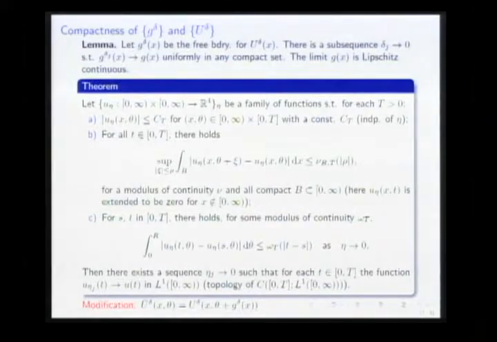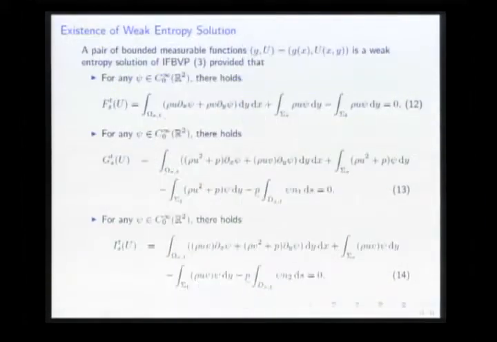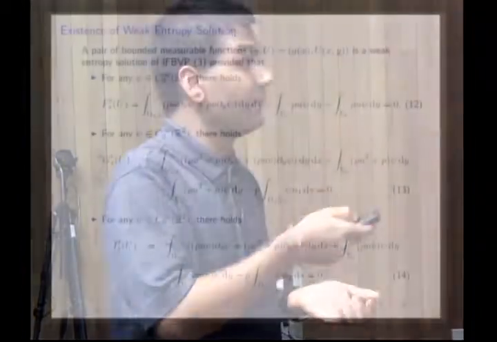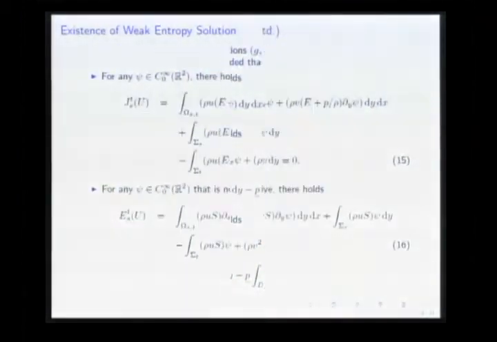And once we make this modification, we check all these conditions for this new function we define. So at this point, we get a limit solution. Of course, when we get a limit solution, we have to check whether it satisfies the appropriate entropy conditions. So here we go through the weak formalism and check all these equalities.